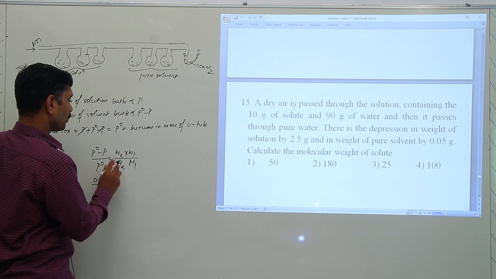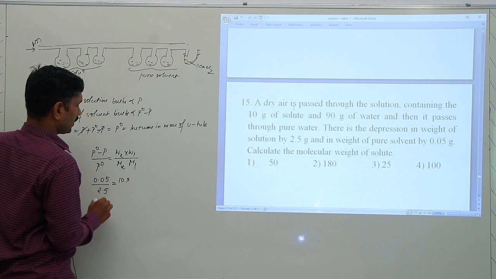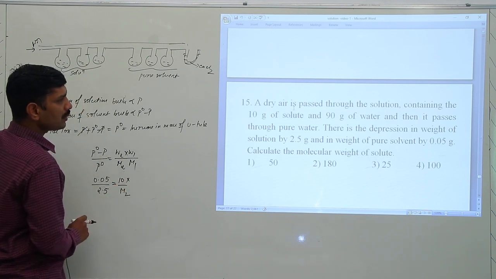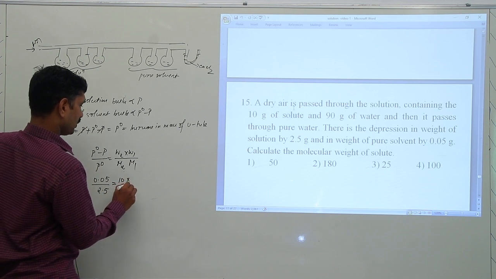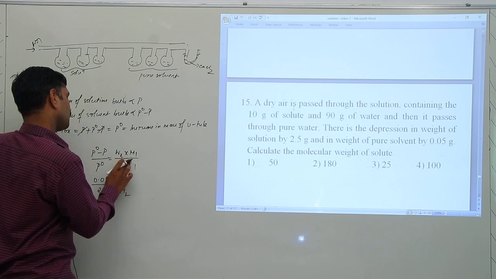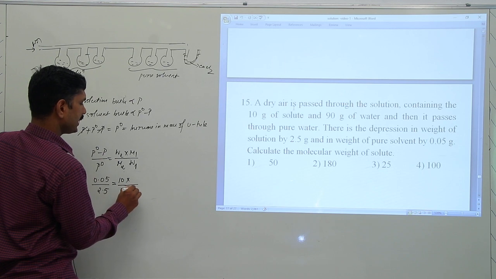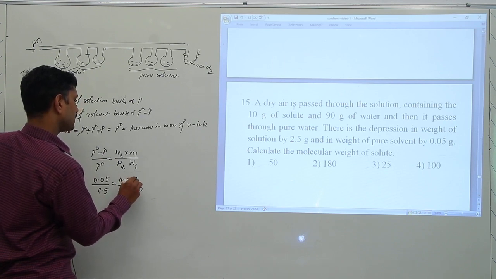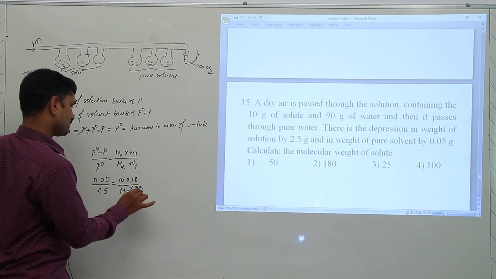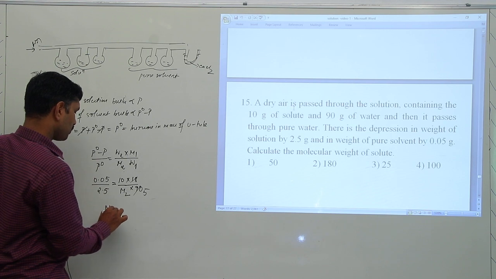Okay, it is equal to, what's the weight of the solute here? 10. The molecular mass M2 we have to find out. What's the weight of the solvent? Here W1, the solvent, is 90, and M1 is 18 for water. If you simplify, the 18s cancel. So M2 we have to find out here.